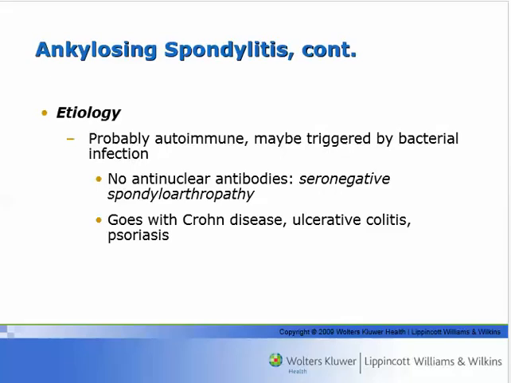Now, there seem to be other connective tissue disorders, Crohn's disease, ulcerative colitis, psoriasis, that all seem to be somehow related to this. Now, there are no antinuclear antibodies present here, so it's not like lupus, and there's no rheumatoid factor, so it's not RA, and it just kind of is its own. So it's called seronegative, which means that the blood tests don't show anything. It doesn't show up in blood tests.